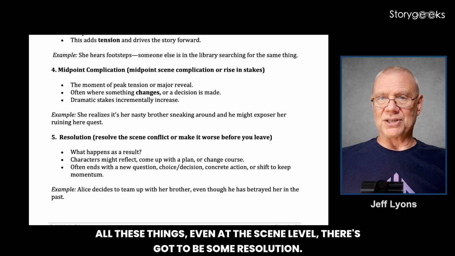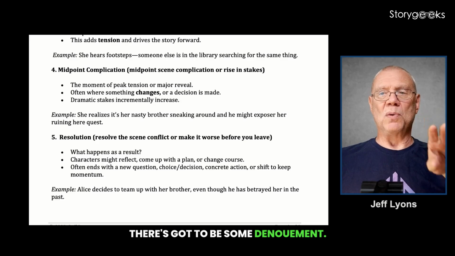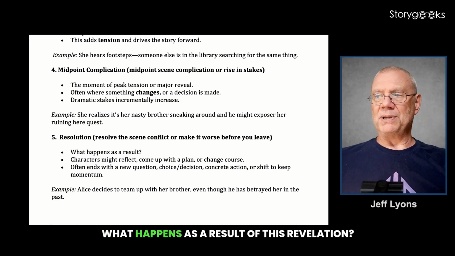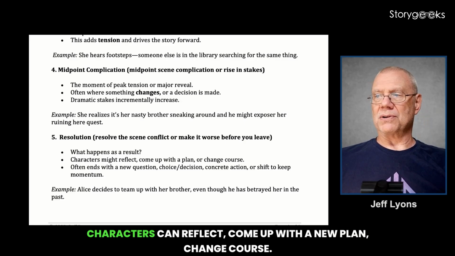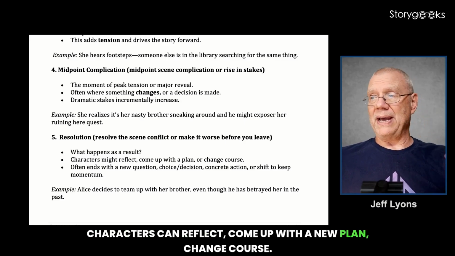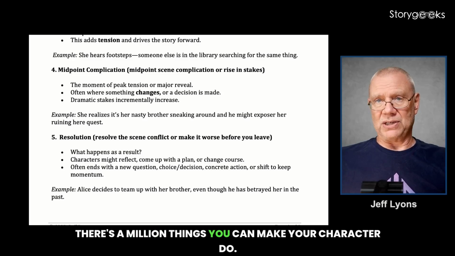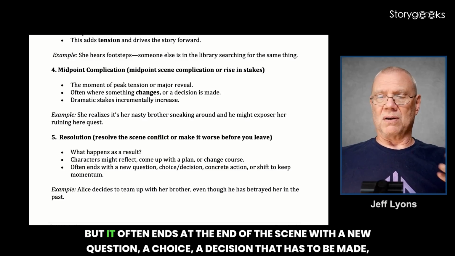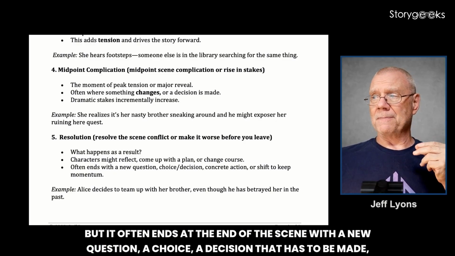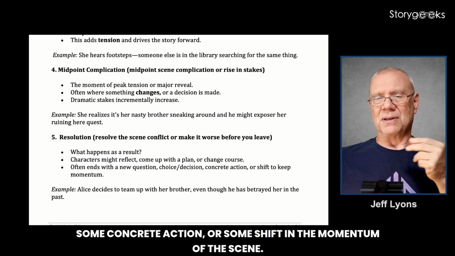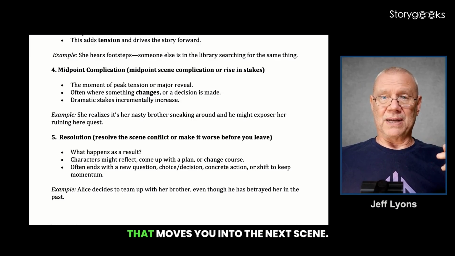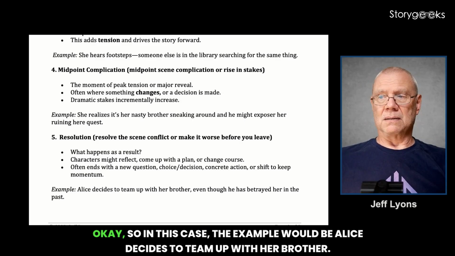And how does it resolve? All these things, even at the scene level, there's got to be some resolution. There's got to be some denouement. What happens as a result of this revelation? Characters can reflect, come up with a new plan, change course. There's a million things you can make your character do. But it often ends at the end of the scene with a new question, a choice or decision that has to be made, some concrete action, or some shift in the momentum of the scene that moves you into the next scene. So in this case, the example would be Alice decides to team up with her brother.